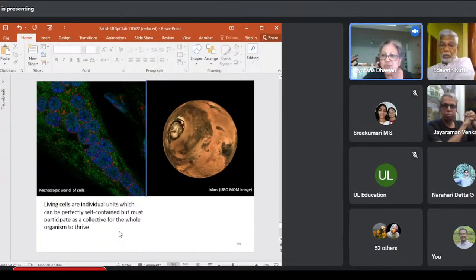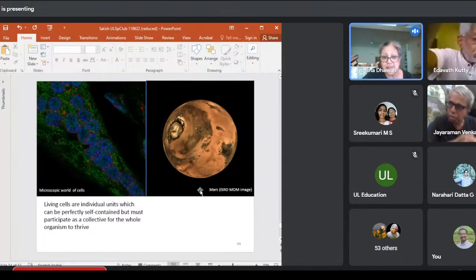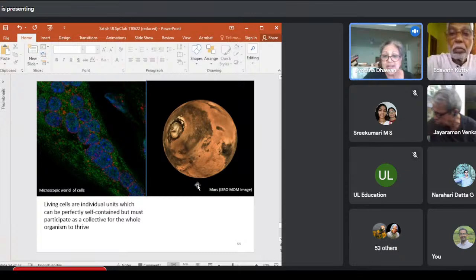Living cells are individual units. They can be perfectly self-contained, but they must participate as a collective for the whole organism to thrive. As an example, I'm showing you a picture of the Mars MOM image, which is also dependent on collective action.